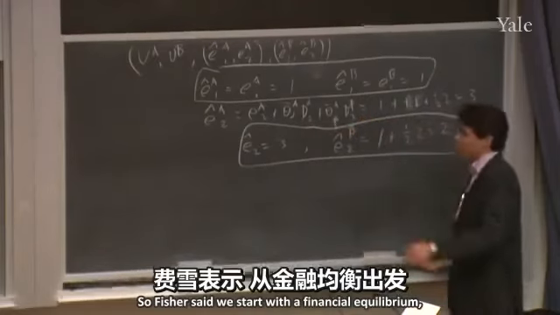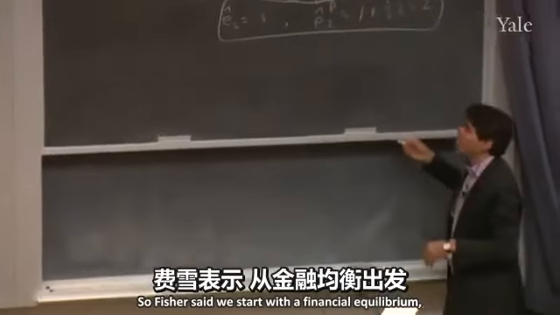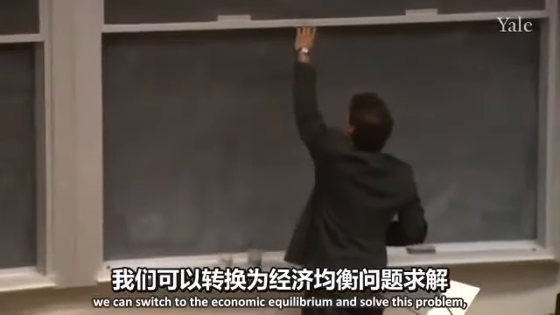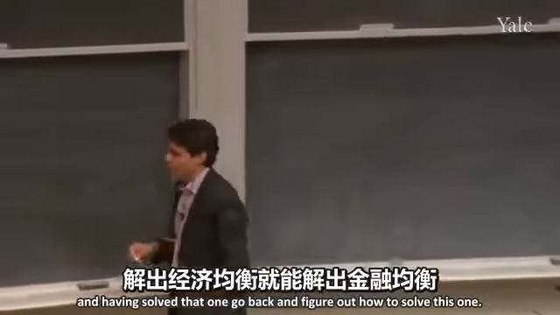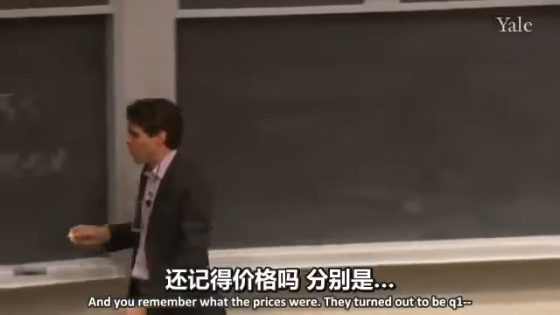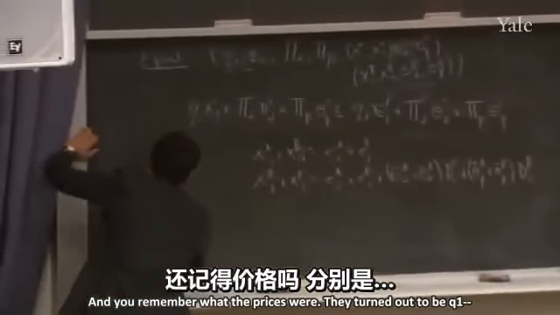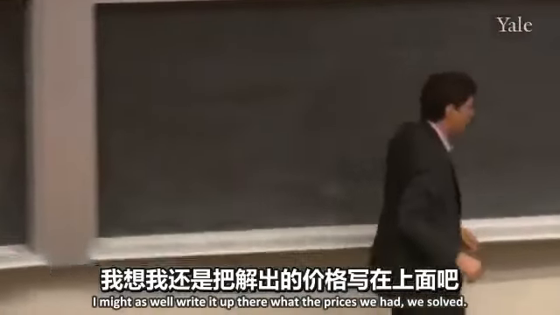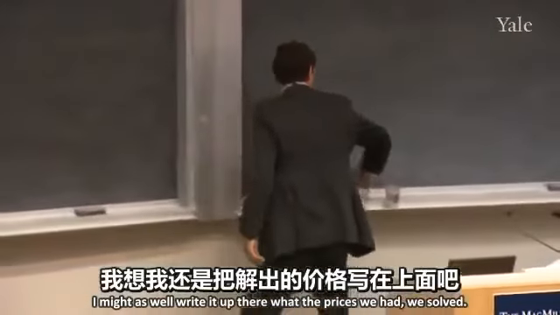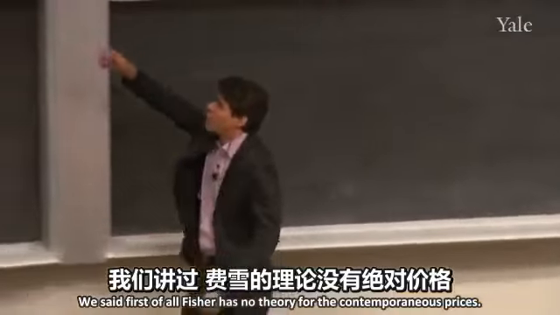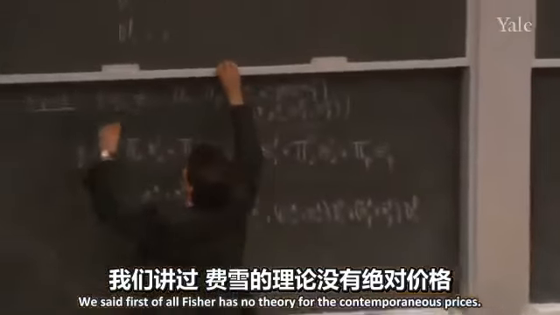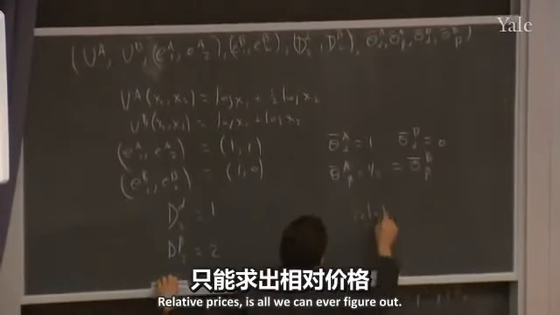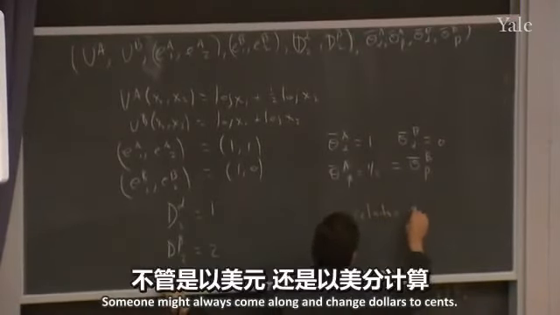Okay, so Fisher said we start with a financial equilibrium, we can switch to the economic equilibrium and solve this problem, and having solved that one, go back and figure out how to solve this one. And you remember what the prices were. They turned out to be Q1, I might as well write it up there, the prices we had. We said, first of all, Fisher has no theory for the contemporaneous prices. It's all relative prices. Relative prices is all we can ever figure out.